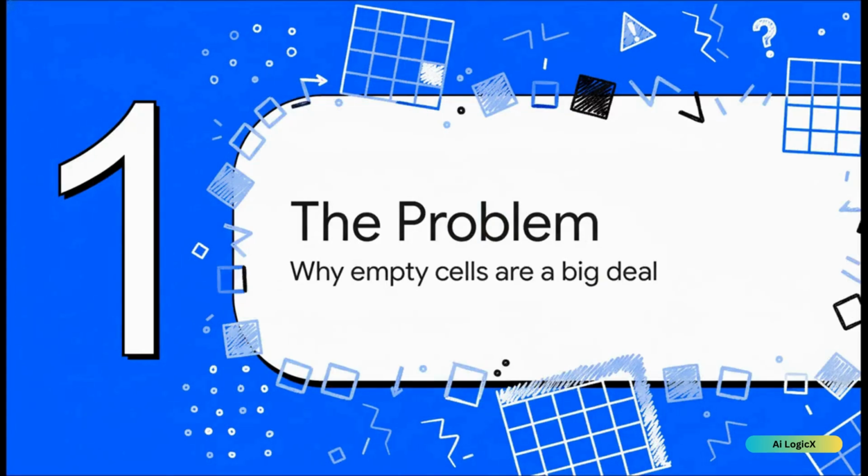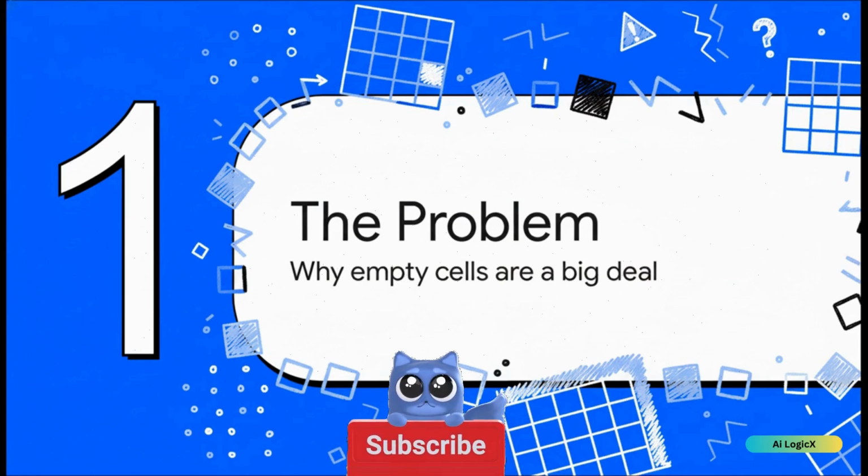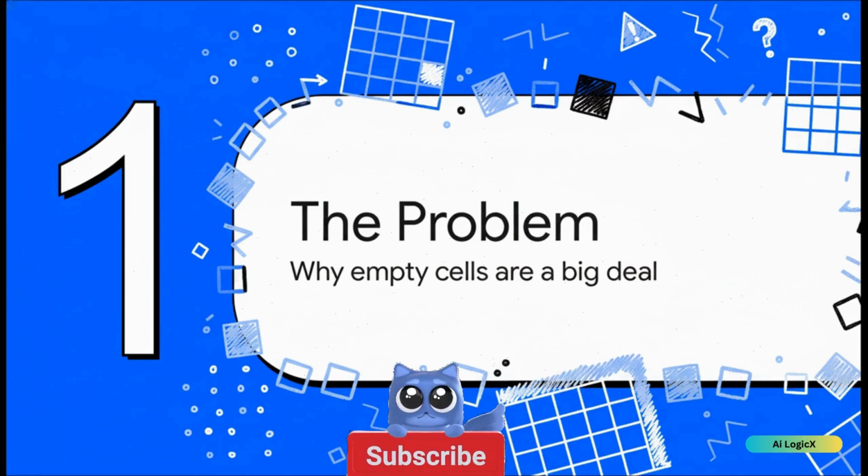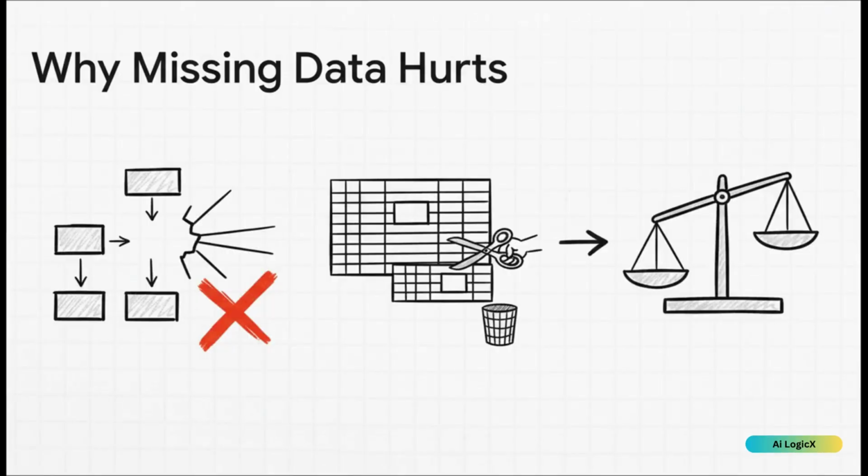Before we even think about fixing the problem, let's really get a handle on why it's such a big deal in the first place. Understanding the risks is absolutely the first step to choosing the right solution. For starters, a lot of algorithms, right out of the box, will just throw an error if they see an empty cell. Now, the easiest reaction is to just delete the whole row, right? But if you do that, you're throwing away potentially valuable information from all the other columns in that row.